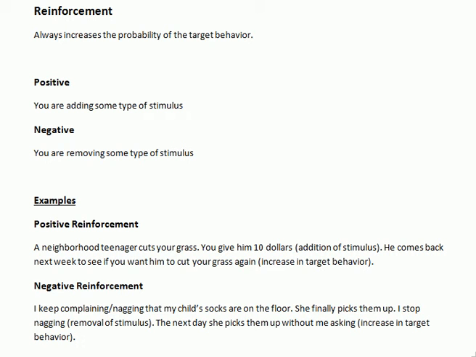Hi, this is Dr. Worthy, and I wanted to explain a little bit about the difference between positive and negative reinforcement, because students often get this confused. Let's start off with talking about the definition of reinforcement.